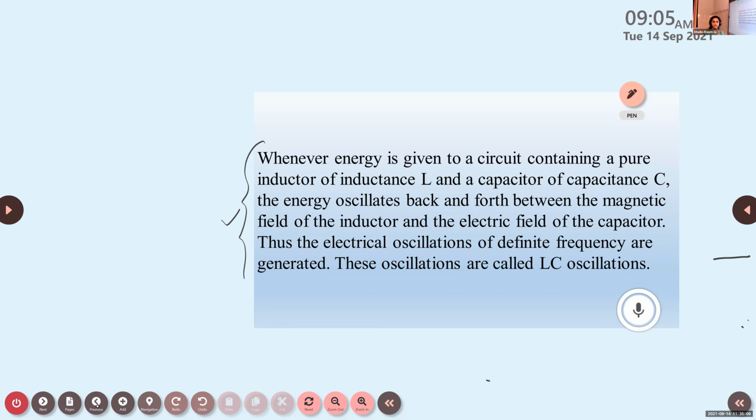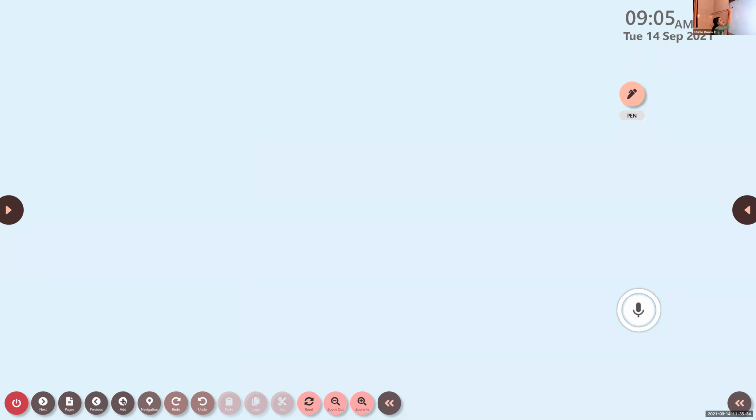We are going to derive an expression for frequency of oscillation from this LC oscillator. The same equation we obtained, that is F is equal to 1 by 2 pi root of LC. So with the help of applying the Kirchhoff laws, we are going to derive an expression for frequency of oscillation. So all of you write the next heading: Frequency of oscillation.